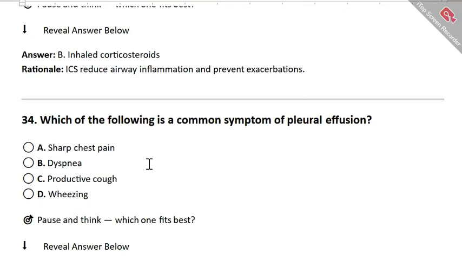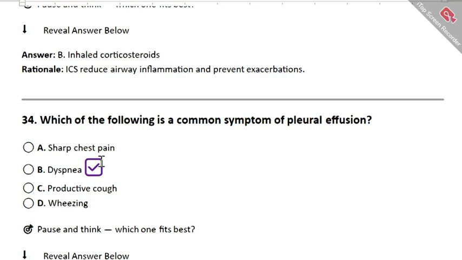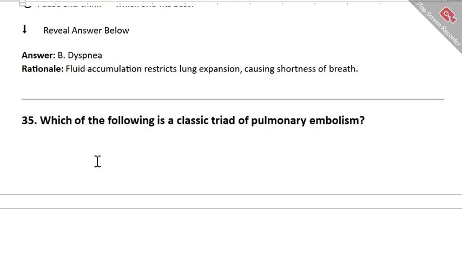Question number 34. Which of the following is a common symptom of pleural effusion? Correct option is option B, dyspnea. Let's move to the next question.